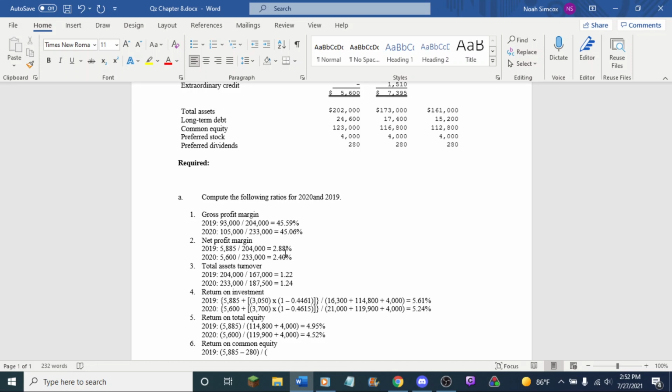Okay. So what is average common equity? We determined it to be 114,000 for 1 year. So 114,800. That's the number for the first. Okay. We're not using preferred and we subtracted preferred dividends. And we get 585 minus 280 divided by 114,800, and we get 4.88%.